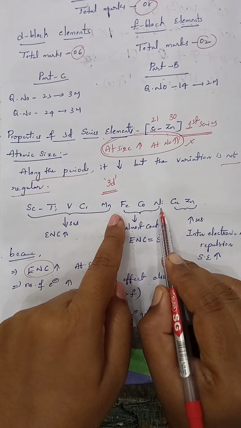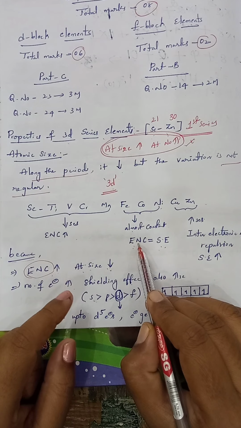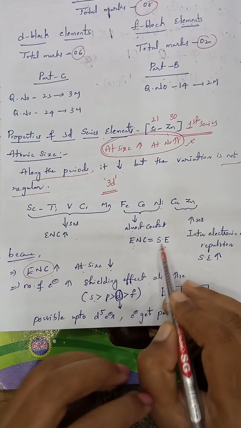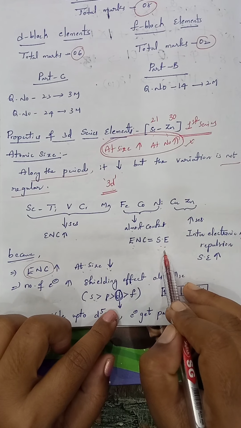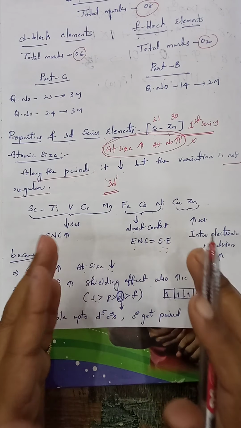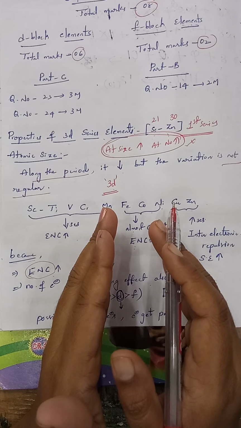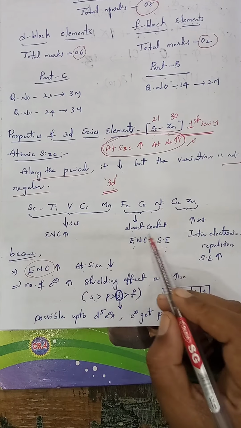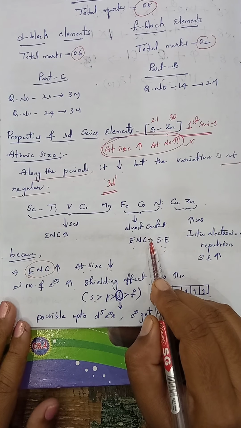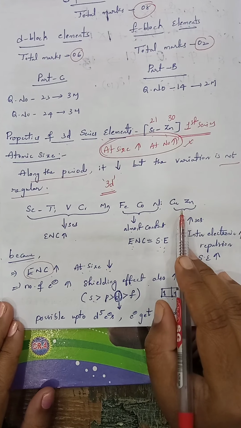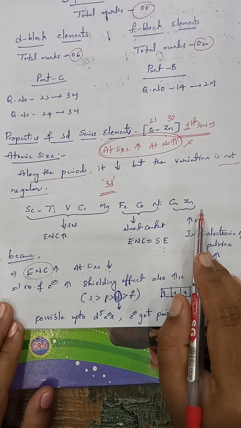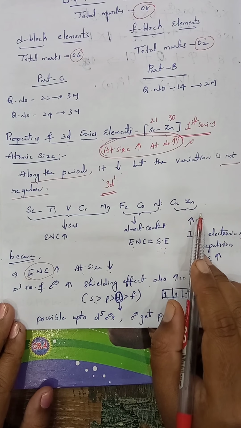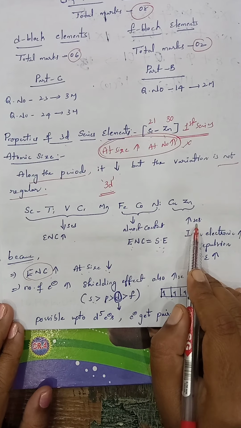For these three elements, effective nuclear charge becomes almost equal to the shielding effect. When these two become equal, there is no increase or decrease in the atomic size. Now move on to the next two elements, that is copper and zinc. In copper and zinc, atomic size increases.